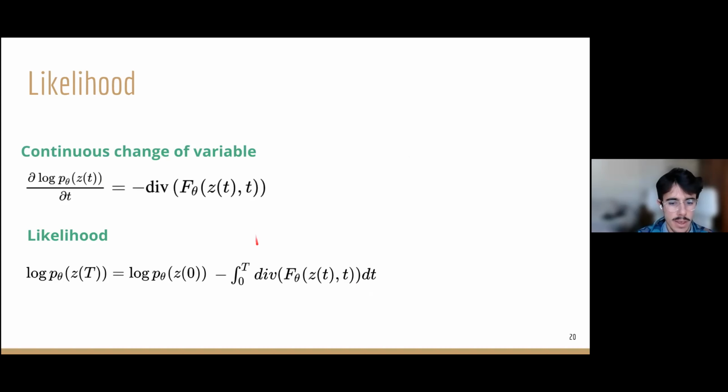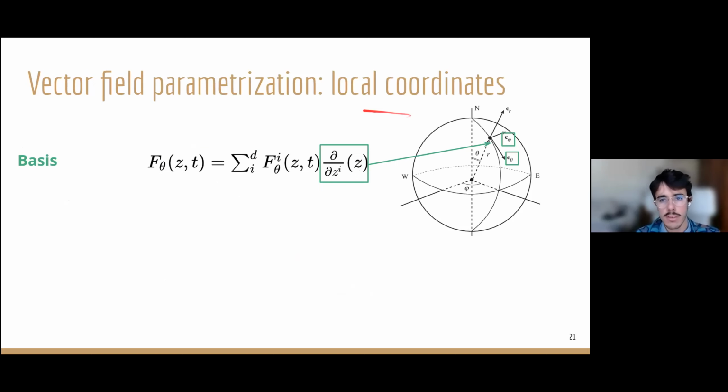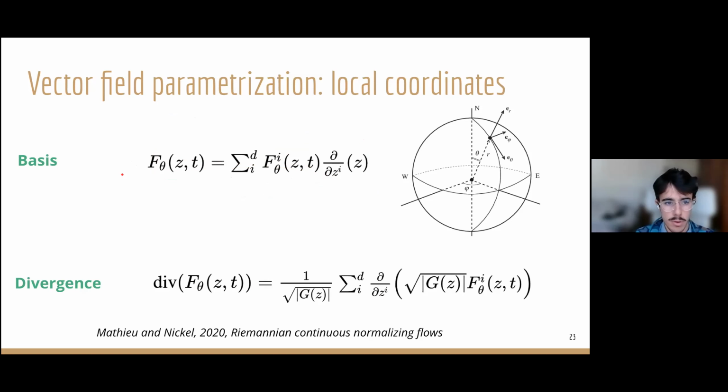And then there's still the question of how do we parameterize the vector field and how do we compute its divergence. There are different ways to do that. One way is to choose a local chart, local coordinates, and to express the vector field with respect to what are called the coordinate vector fields. So for the sphere, these are the e_theta, e_phi vectors that people are familiar with. And then one can parameterize the coefficients with a neural network. So the weights of that decomposition are parameterized with a neural network, and that yields a vector field with some learnable weights theta.